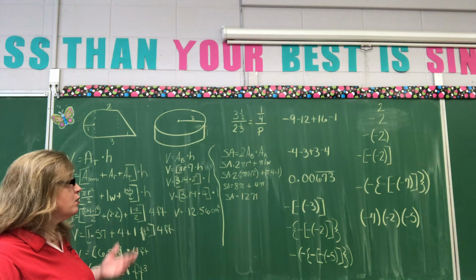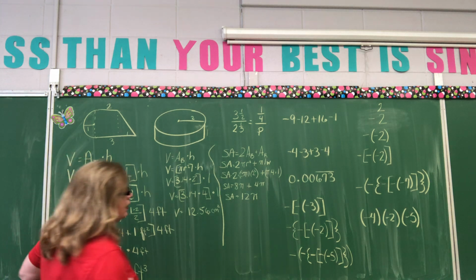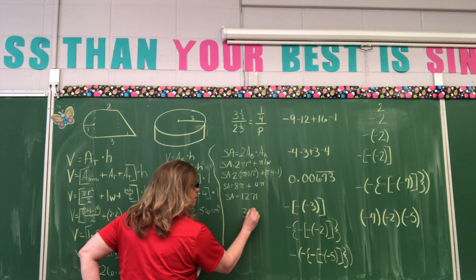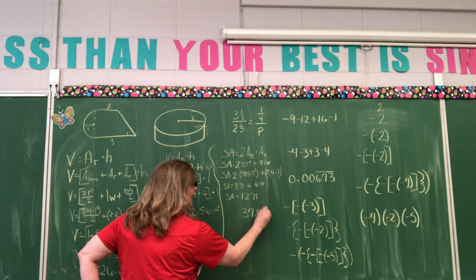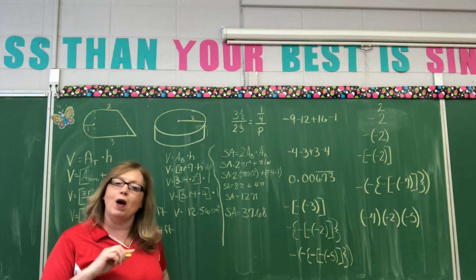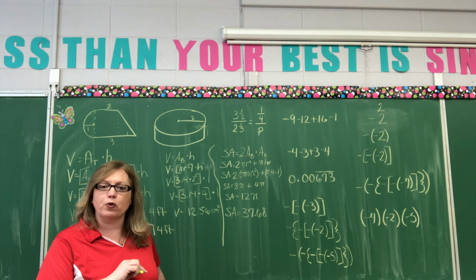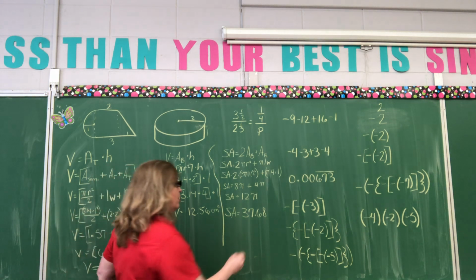Okay, when we multiply 12 times 3.14, we're going to get 37.68. Now, it's surface area. So what kind of unit am I going to have? It's in centimeters, so my answer is going to be square centimeters, okay?